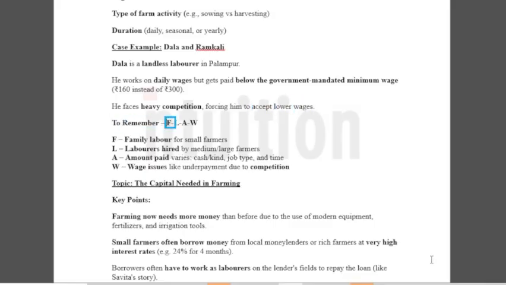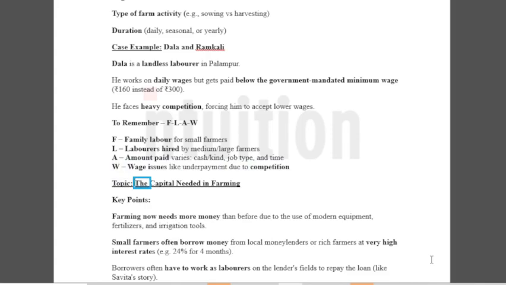To remember FLAWF: F, family labor for small farmers. L, laborers hired by medium and large farmers. A, amount paid varies by cash or kind, job type, and time. W, wage issues like underpayment due to competition.